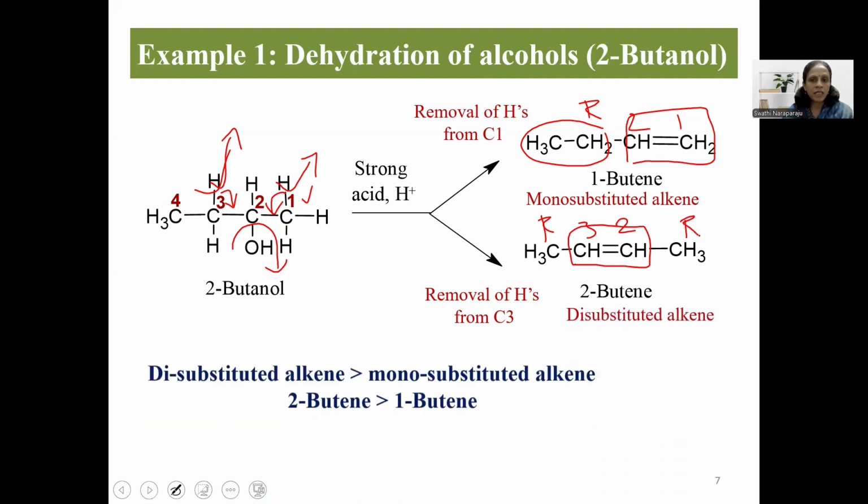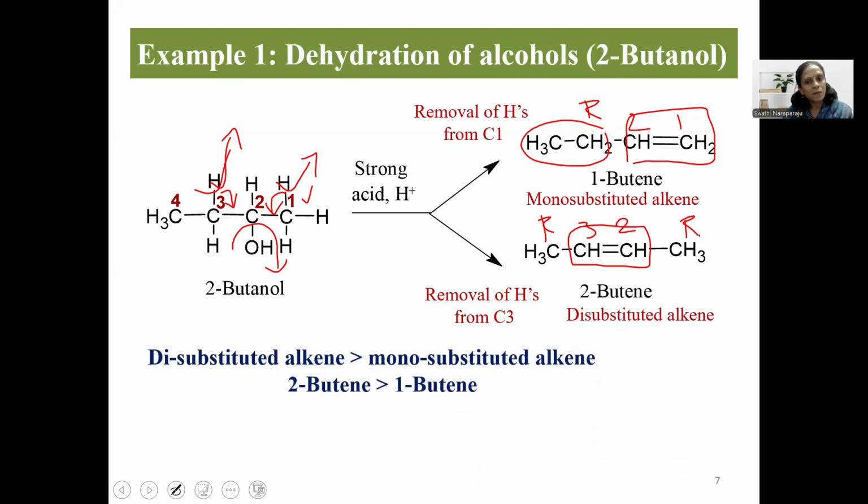And we have seen in case of Saytzeff rule that highly substituted alkene is the preferred product. So disubstituted alkene is preferred over monosubstituted alkene. That is the reason 2-butene will be formed as major product in this reaction. That is dehydration of 2-butanol. We get 2-butene as the major product.